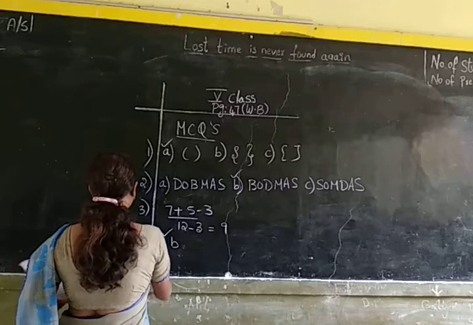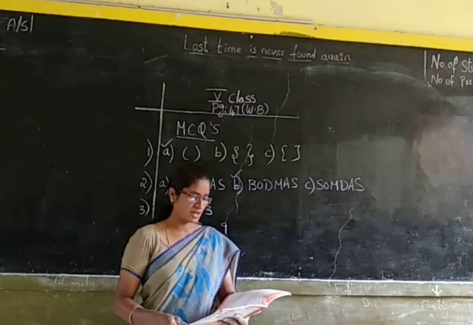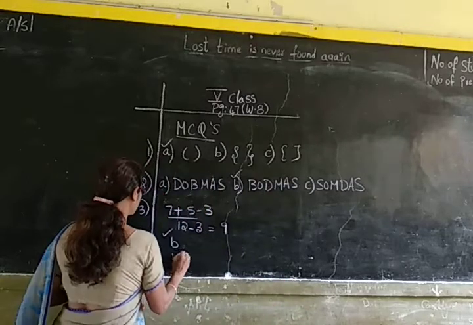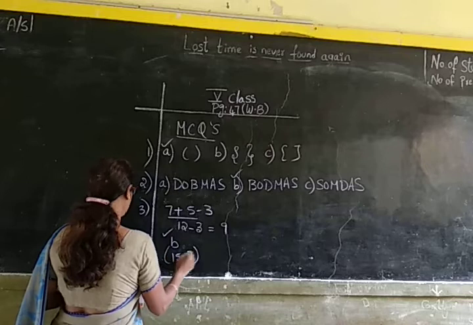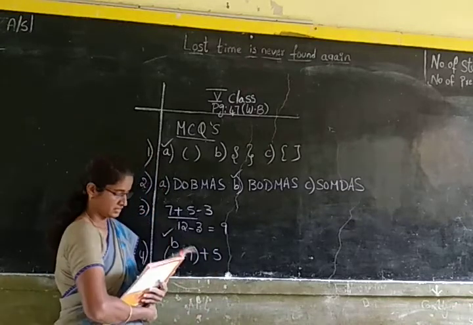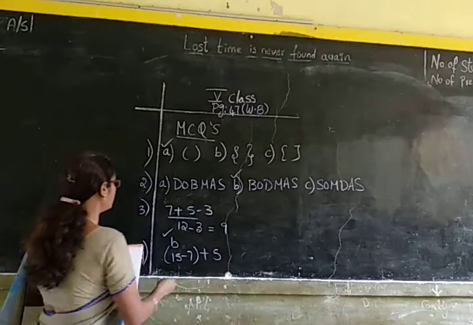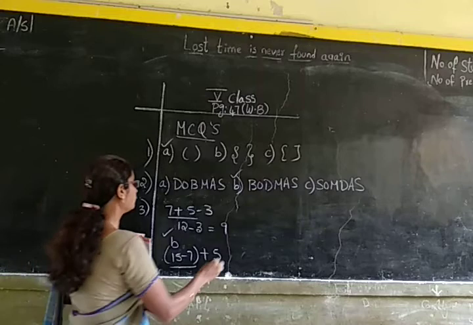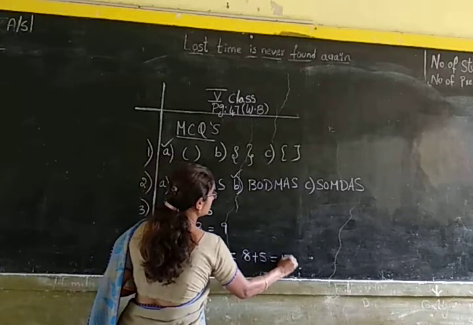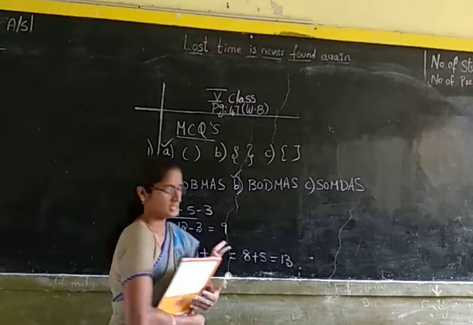Let us do the fourth question. On solving the expression 15 minus 7 plus 5 we get. So we have to solve the expression 15 minus 7 plus 5. Okay children. First we have to solve the terms in the bracket. So 15 minus 7 is 8 and 8 plus 5 is 13.